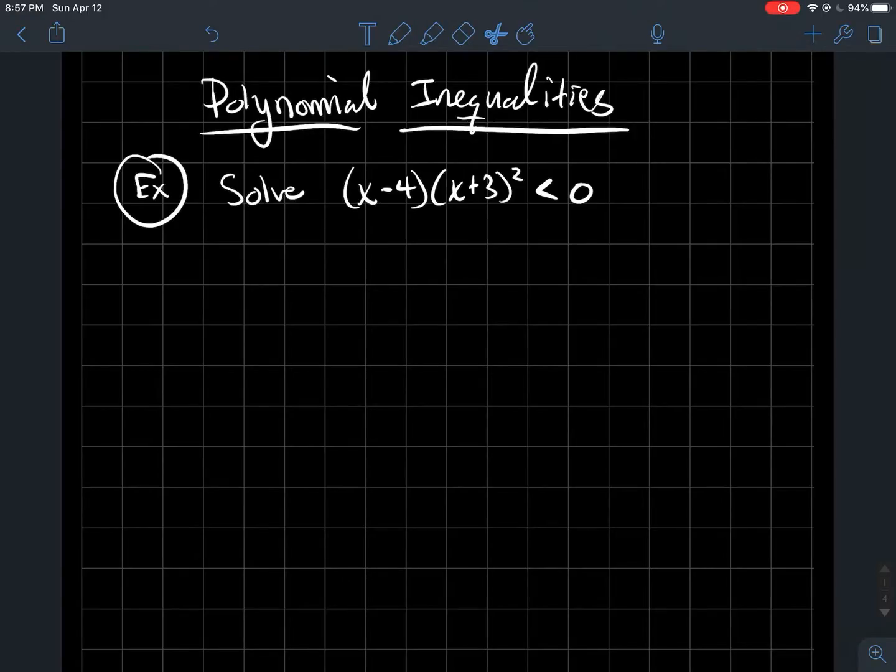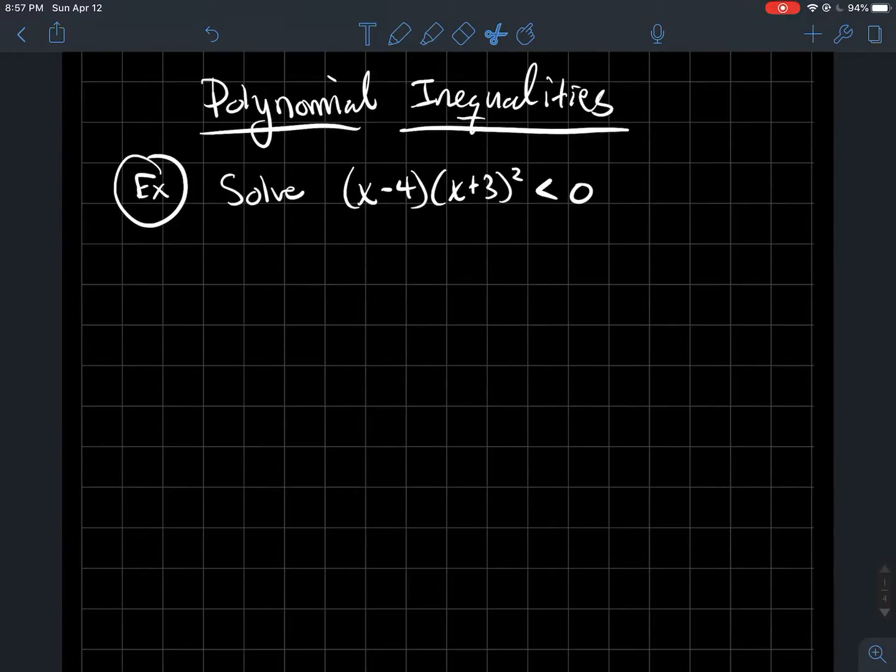This is a short section on how do we solve polynomial inequalities. So we'll just start off with an example, and I'll walk you through the process about how to solve one of these. So for instance, solve this polynomial inequality: x minus 4 times x plus 3 quantity squared is less than 0.